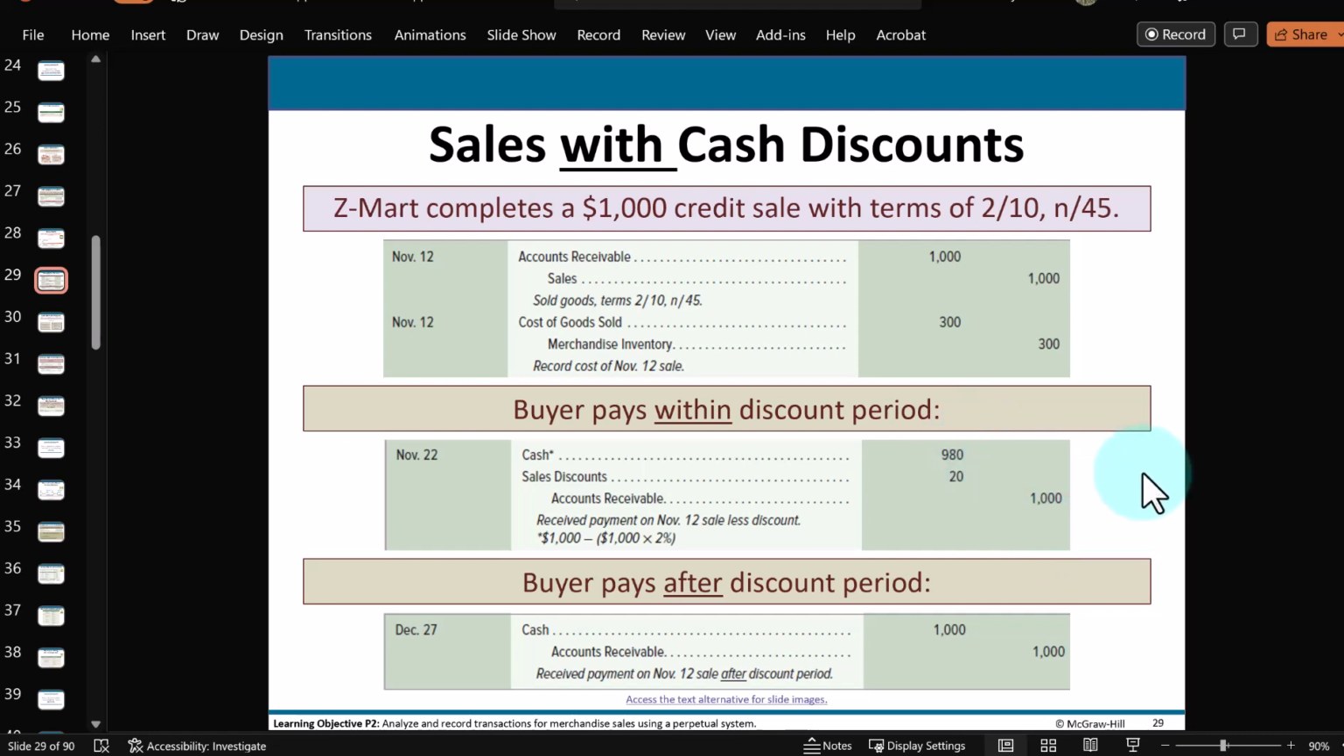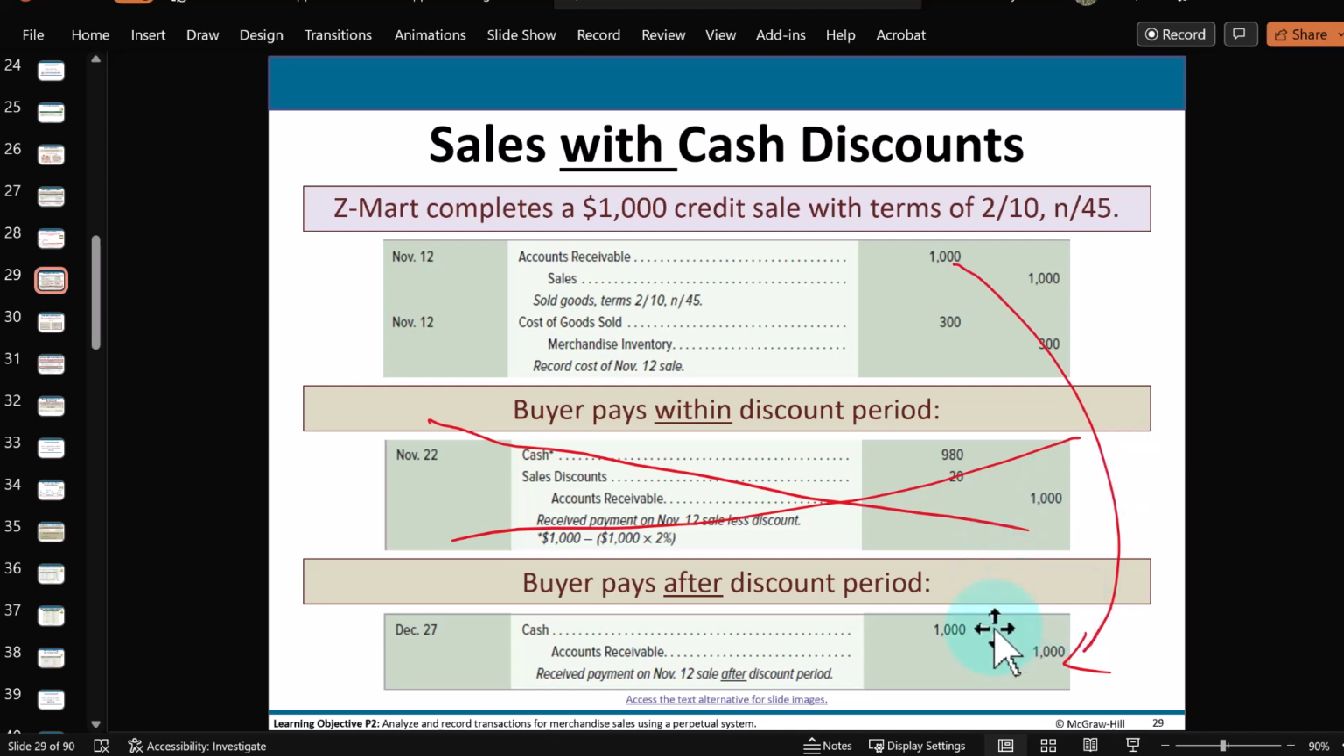Okay, so total debits equal total credits. But if the customer never paid us off early, then we still have to wait and collect the $1,000 receivable when it is due on December 22nd. So we zero out the receivable with a credit, offsetting this debit. And then here's all the money hopefully coming in, all $1,000. No discount given to the customer because they missed paying off within that 10-day discount period.